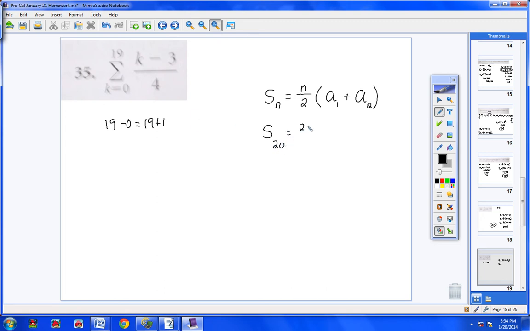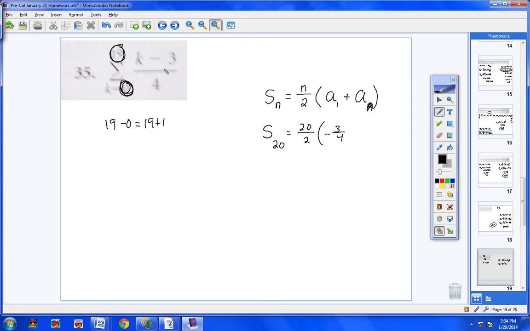So for n here, you put a 20. Now, how do you find the first term? Well, put a 0 in. That's the first number you're dealing with, and you'll get negative 3/4. And now there should be an n. The last term, well, is a 19, right? So put a 19 in. This is the number you put in for the first term. This is the number for the last term, okay?